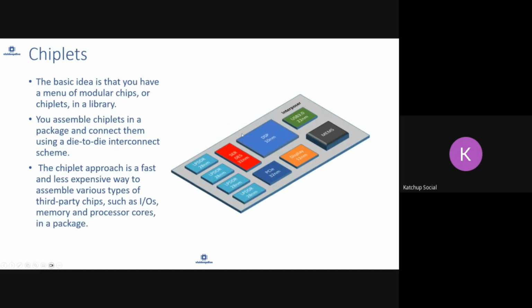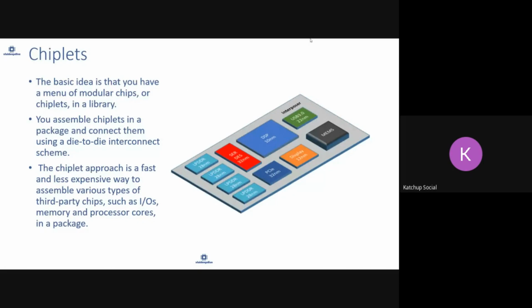So the basic idea is, think of it this way: if you have a menu of modular chips, small chips or chiplets, in a library, you assemble these chiplets together in a package, connecting one die to another die using an interconnect scheme. The chiplet approach is a fast and less expensive way to assemble various types of third-party chips like IOs, memories, and processors.